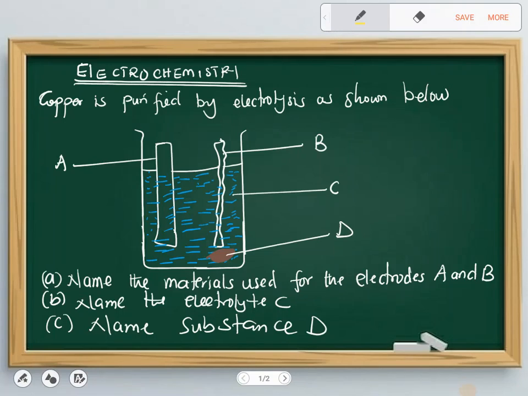We have a question under copper purification, which says copper is purified by electrolysis as shown below. So this is a process for purification of copper. As we know, after copper is manufactured, it is now taken for purification. And that purification involves the use of what? Electricity. We call it electrolysis.